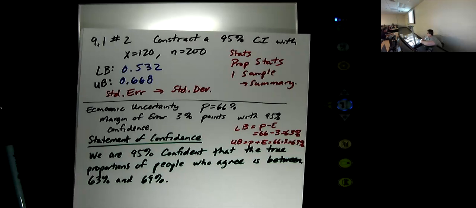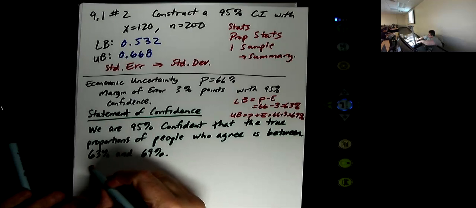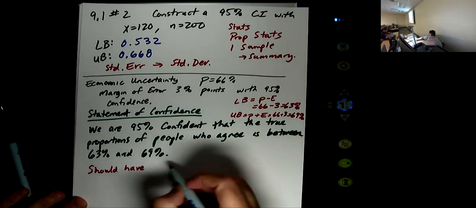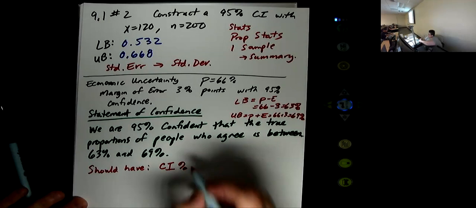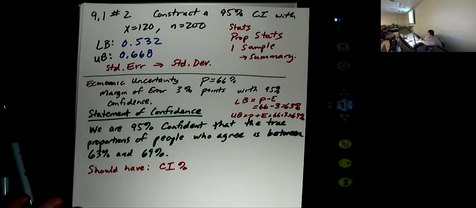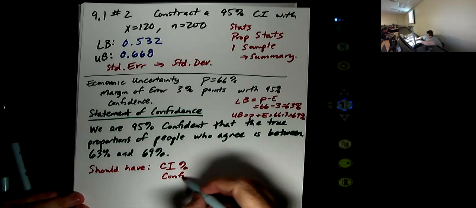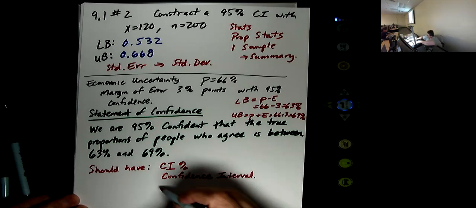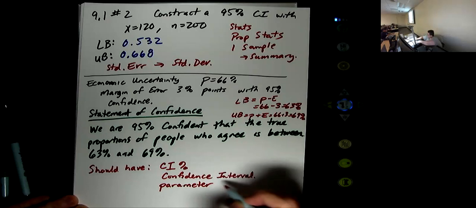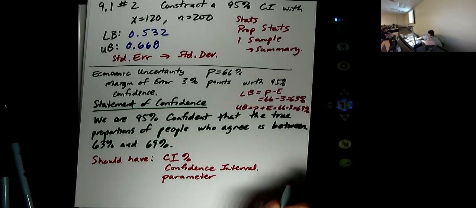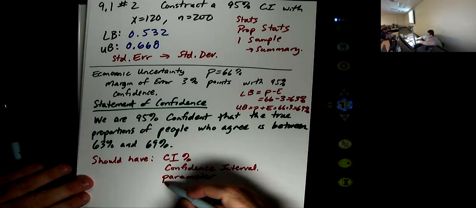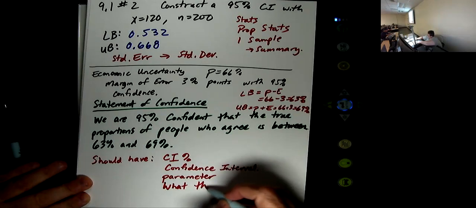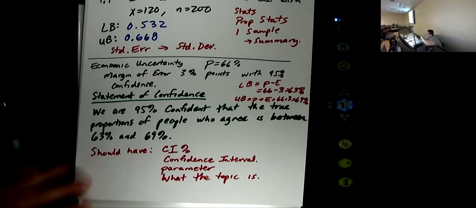They will have some variation of this, and that will be the correct interpretation. It should list the CI percentage, the actual confidence interval, it should say what the parameter is that they're looking for, in this case, proportion. And it should say what the topic is. Without the topic, it's a meaningless sentence.